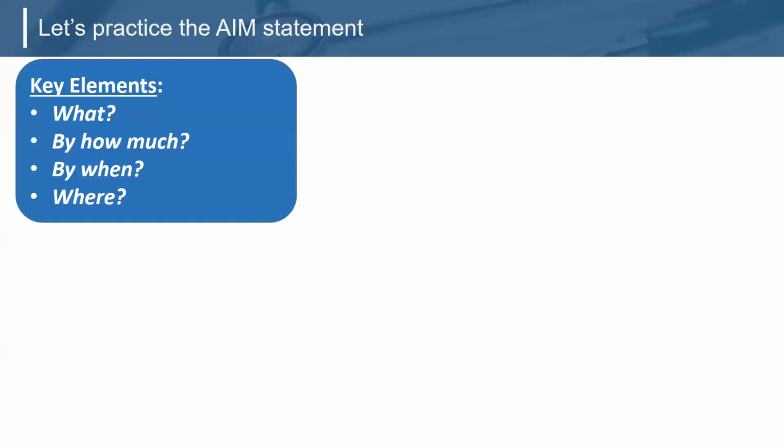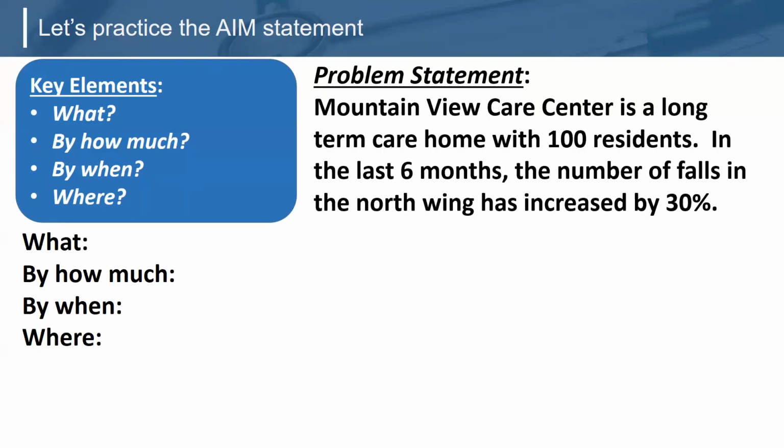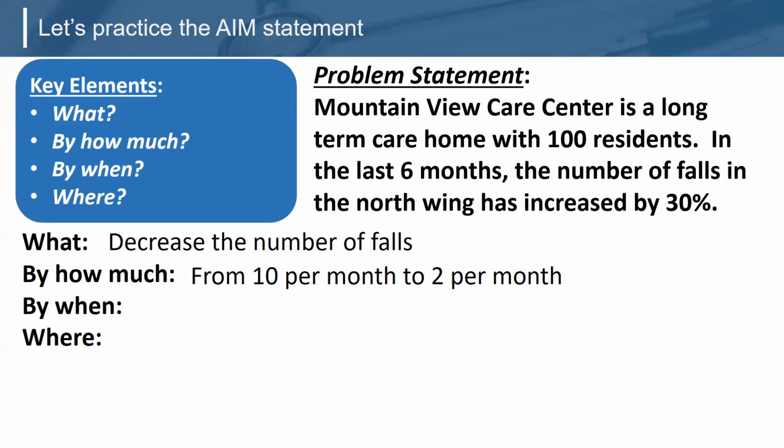So let's practice the aim statement. What do we want to accomplish? We want to decrease falls in residents. Where? In the north wing specifically of the Mountain View Care Center. By how much? Well, we'd like to go from 10 down to 2 per month. That would seem reasonable. By when? 3 months from today.